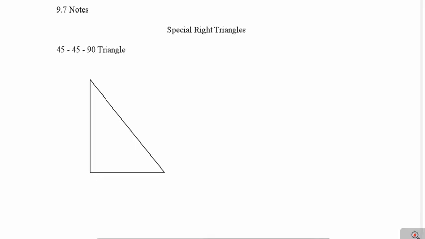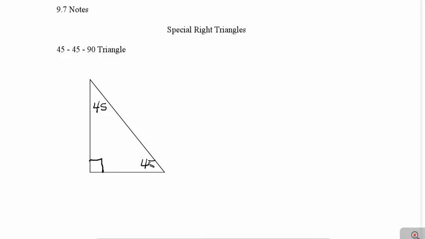You will need to memorize both of these special right triangles because you will see them used over and over again throughout the remaining chapters this school year. So the first type of special right triangle that we're going to talk about is called a 45-45-90 right triangle. It's named this because those are the measures of its angles. So we have a 90-degree angle and then we have two 45-degree angles.